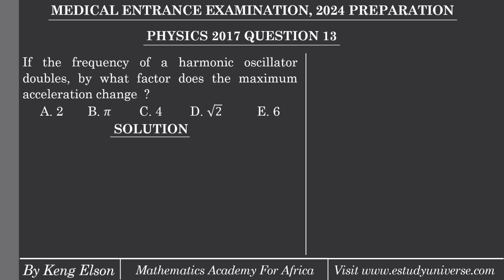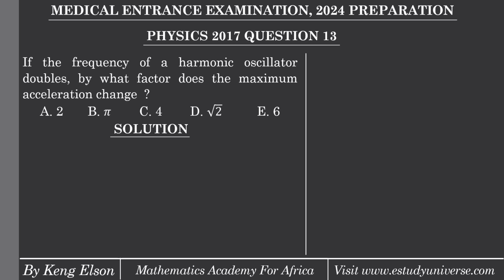So in this video we are going to continue solving the physics section of the National Aptitude Examination into the first year of medical, pharmaceutical and odontostomatological training in Cameroon. That is the medical entrance examination. So this is physics 2017 question number 13. The question reads, if the frequency of a harmonic oscillator doubles, by what factor does the maximum acceleration change?